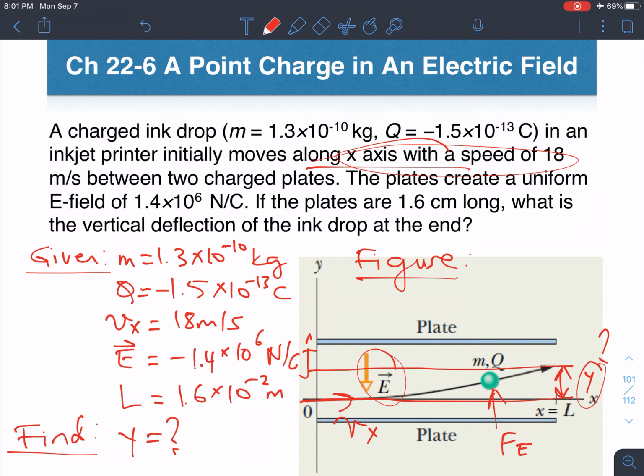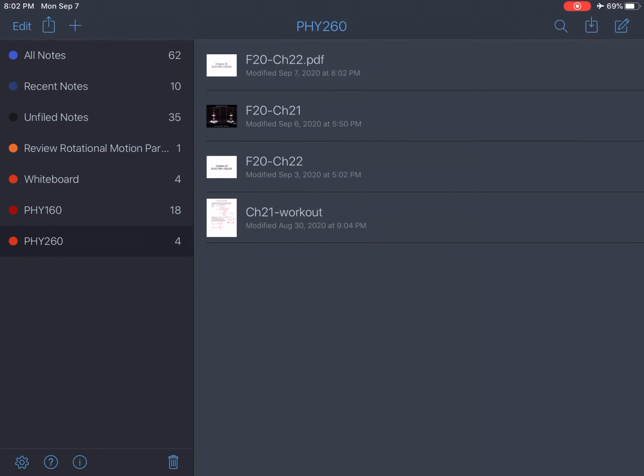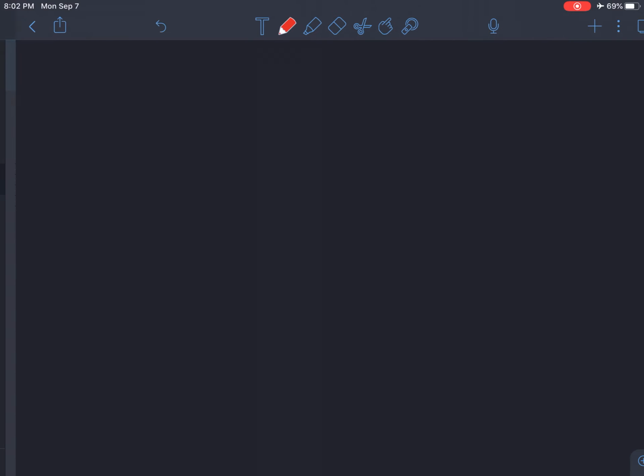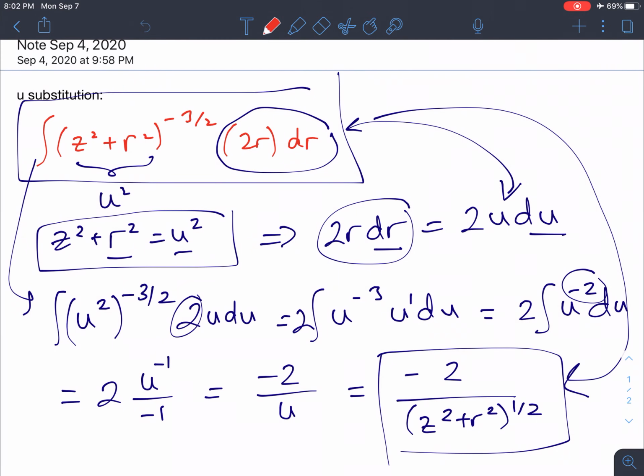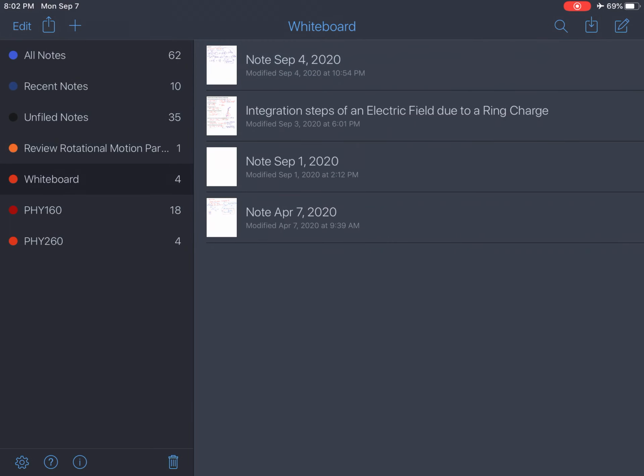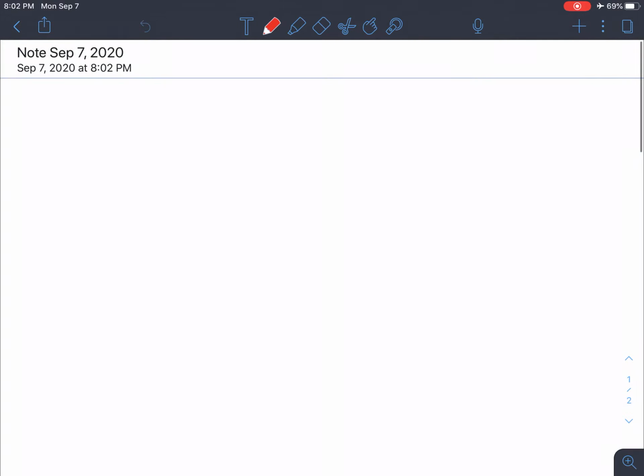And just like we wrote down in the first slide, the steps, like F is equal to QE, F is equal to MA, and then once you know A, then you can solve for positions as well, right? So that's the steps that we're going to do. And I'm going to continue the rest of it right here, not that one. Let's create a new one. Okay, so we have the given, find, and figure.